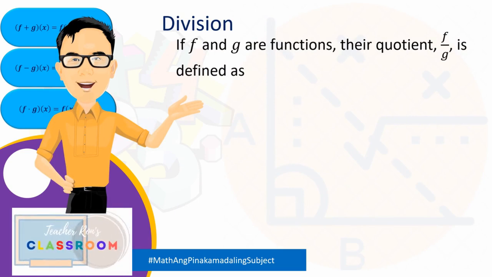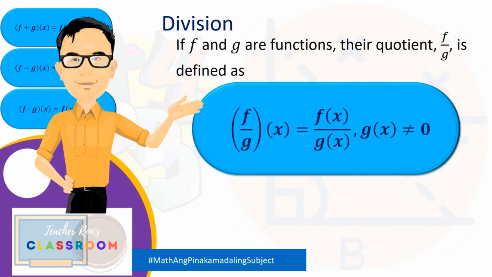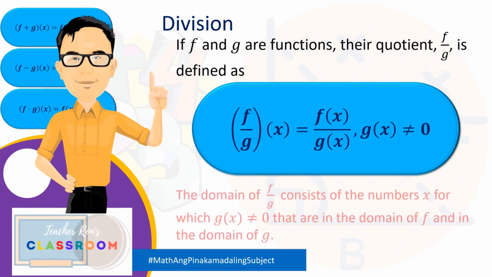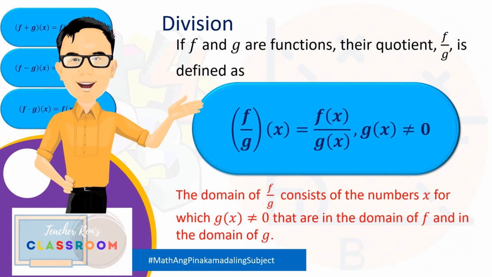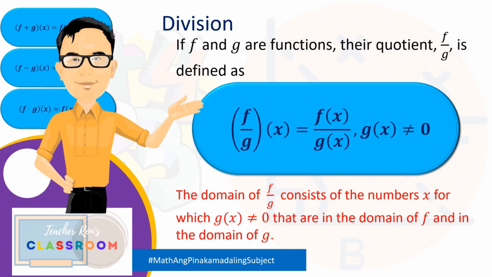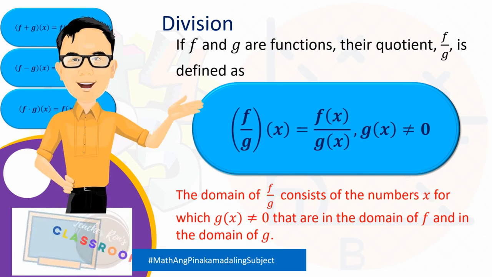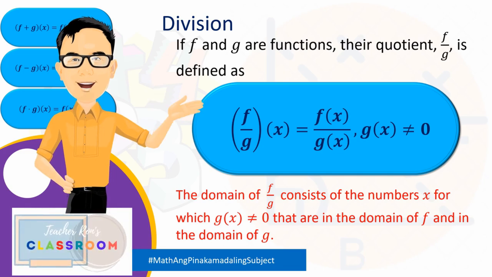Division. If f and g are functions, their quotient f divided by g is defined as f divided by g of x equals f of x divided by g of x, where g of x is not equal to 0. The domain of f divided by g consists of the numbers x for which g of x is not equal to 0, that are in the domain of f and in the domain of g.